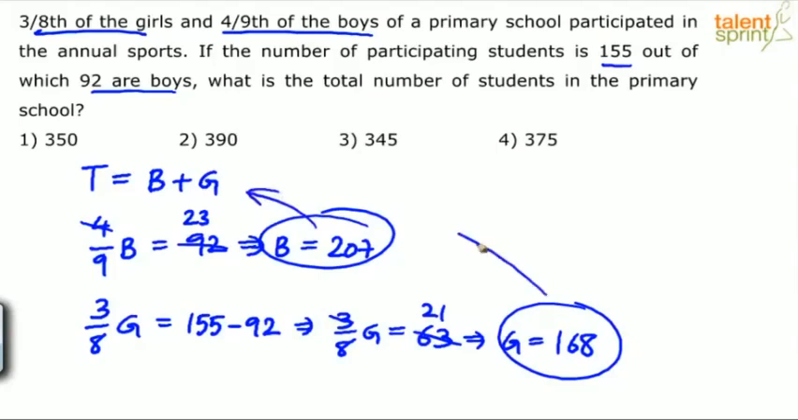Substitute. So total will be what? 207 plus 168. If you write this out in the exam, you are wasting your time. Remember, 207 plus 168. How much will that be? 375.